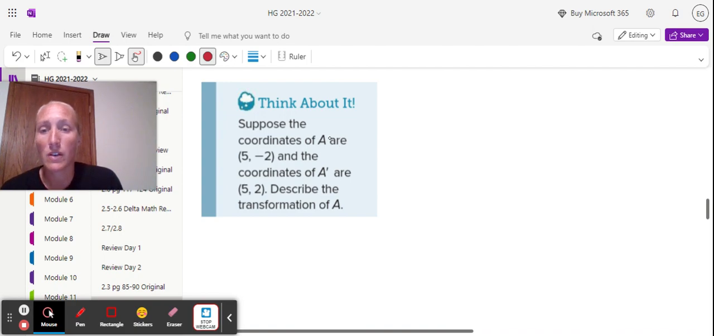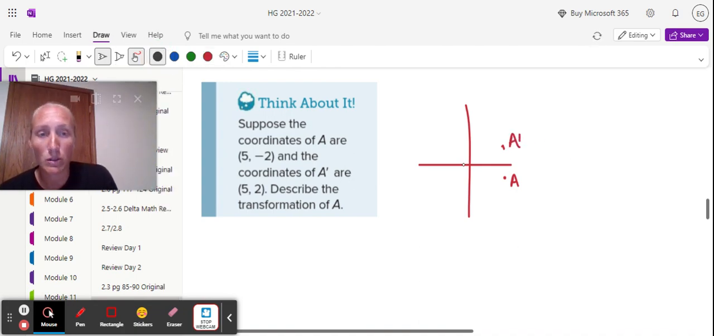So suppose the coordinates of A are 5, -2, and the coordinates of A prime are 5, 2. Describe the transformations. So what I would look at in this case, just a different way of asking the question, right? So I look at A is at 5, -2. So I have my A, and A prime is at 5, 2. Then I look at it and say, okay, where's the middle of those two? So the middle of those two is in here, and that is over the x-axis, and I can explain that that is a reflection over the x-axis.